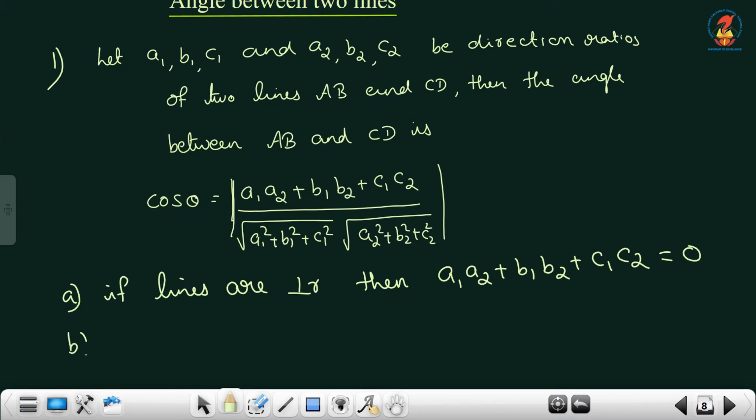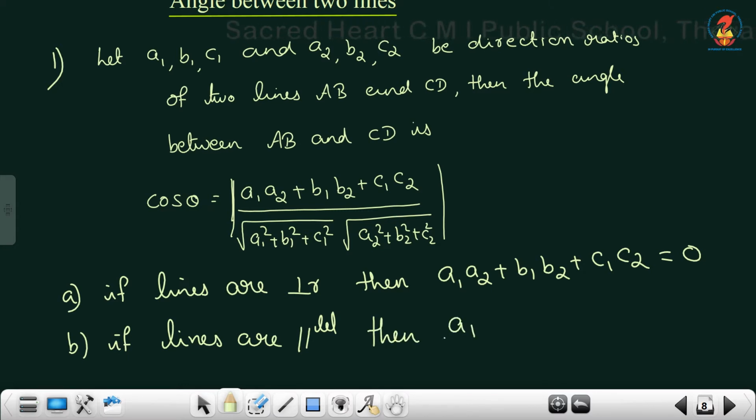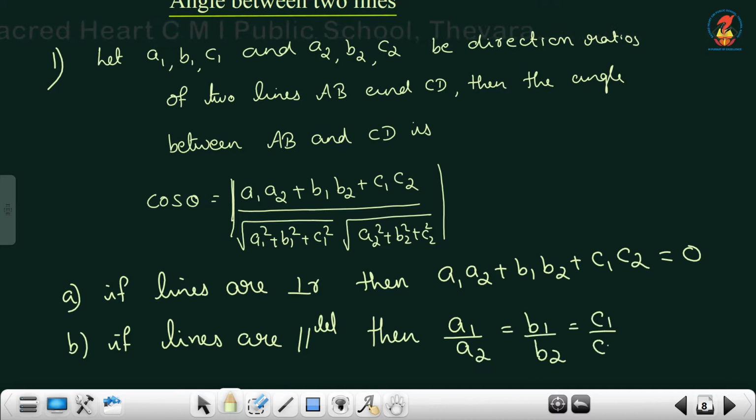Now, the second case, if lines are parallel. Parallel means theta is equal to 0. So cos 0 becomes 1, or we can say the direction ratios are proportional. A1 by A2 equal to B1 by B2 equal to C1 by C2. Okay, so you have to learn these results.